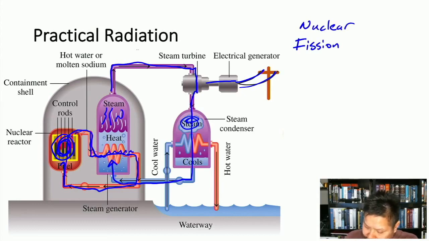Just to keep the steam condenser cool, so that it continues to condense the water vapor or the steam, so that it can be piped back into the steam generator, there is cool water continuously being pumped into the steam generator from a water source. And that's basically how a nuclear reactor works.